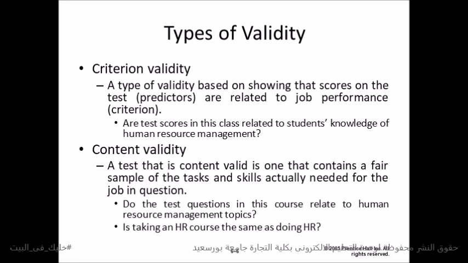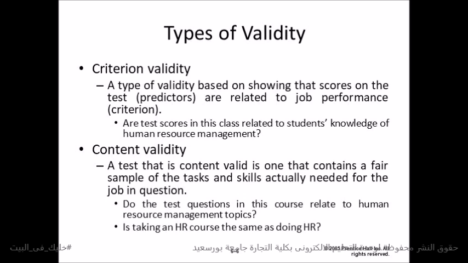There are various types of validity that HR managers need to apply. These types involve criterion validity and content validity. What do you mean by criterion validity? Criterion validity is a type of validity based on showing that scores on the test are related to job performance.